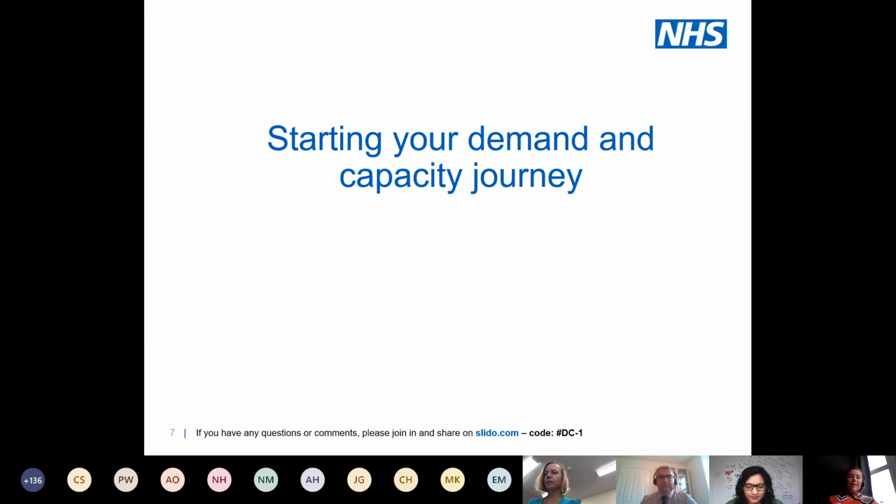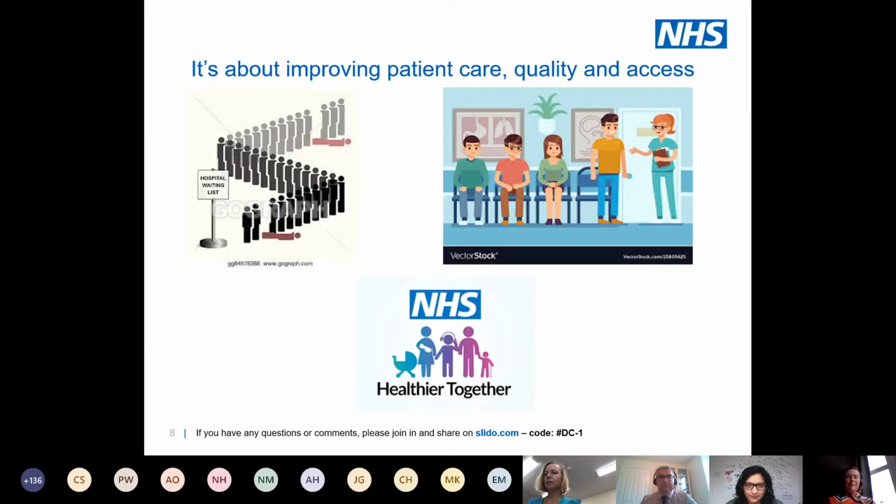So, starting your demand and capacity journey. For us, I feel like this is very much about patients. The reason most of us started working in the NHS in the first place was because we want to help people, and patients are really at the core of what we do and why we do it. We're going to talk a little bit about waiting lists and how that impacts patients and how we can help to manage that process a little bit more. But it is the absolute core of why we do what we do.